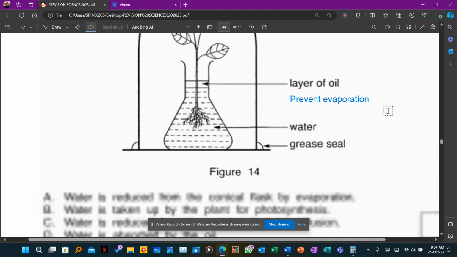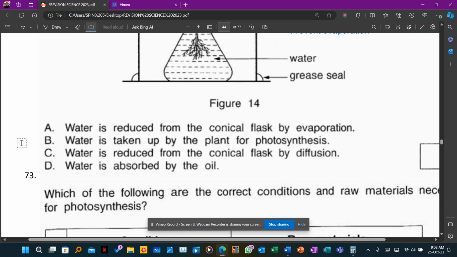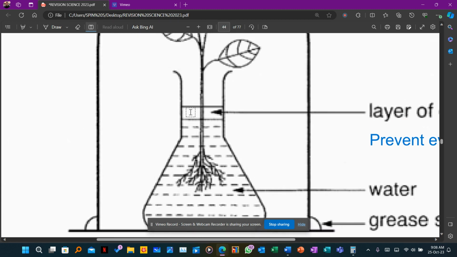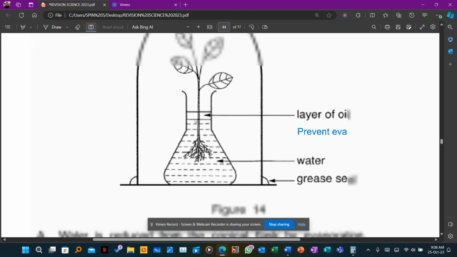So this one is so that you don't choose A as the answer, because the layer of oil will prevent evaporation from occurring. Why will evaporation not occur with the layer of oil? What happens is that the layer of oil here will prevent the water on the surface from going up. Because of the different density and properties of oil and water, it will not allow the water to just become water vapor and escape. So that will not happen.